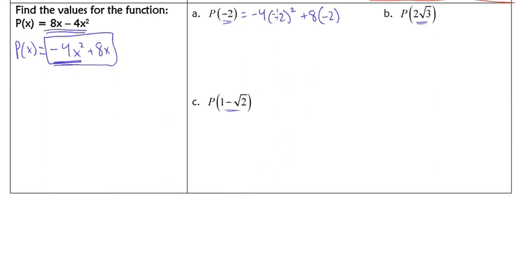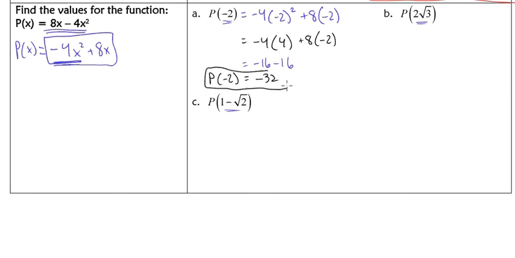All right, our next line, make sure you're going through your order of operations here. So we've got p of -2 is equal to -4 times, well, -2 squared is +4, and plus 8 times -2. Now we're done with our exponents. Move on to multiplication and division. And so it gives us -16 minus 16, and we end up at p of -2 is equal to -32. Again, all we did was plug in the value and evaluate.